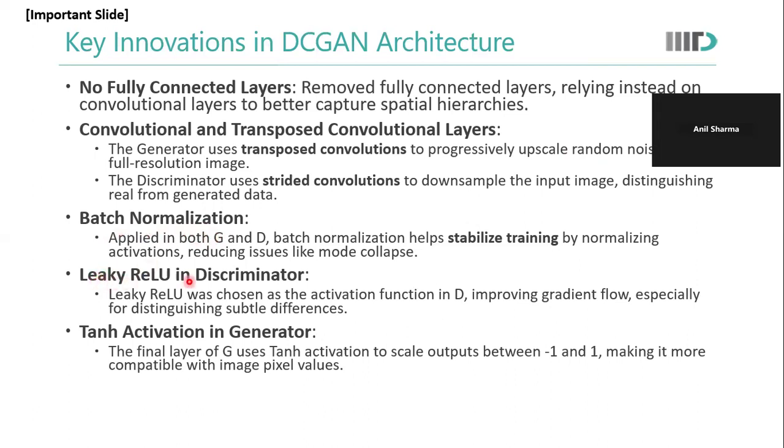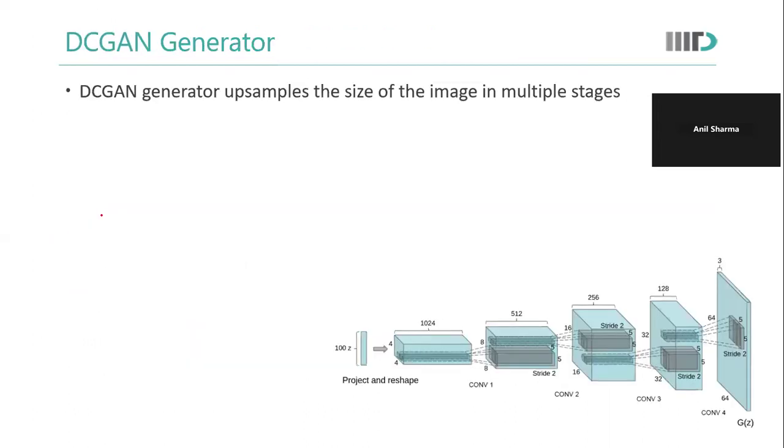Okay, it uses leaky ReLU in the discriminator and tanh activation in the generator. They experimented and saw that these provide improved gradient flow and stabilize the training. So these are the two modifications in the generator and the discriminator. These are the two major modifications which gave the better quality output in DCGANs.